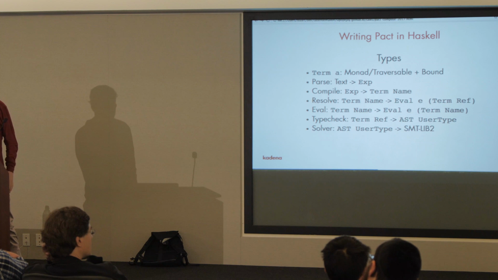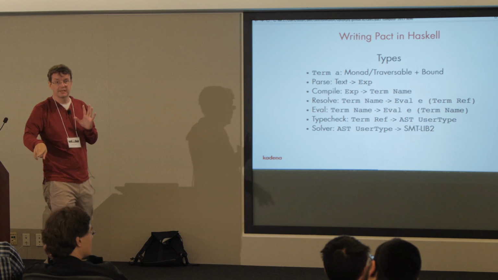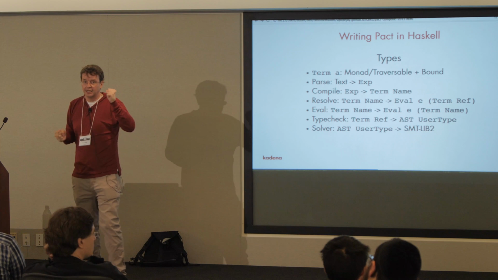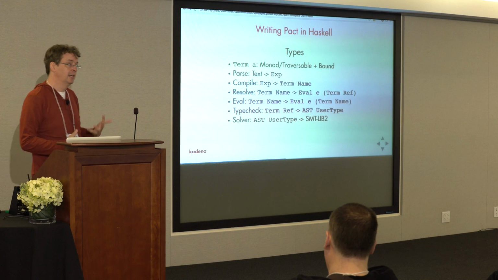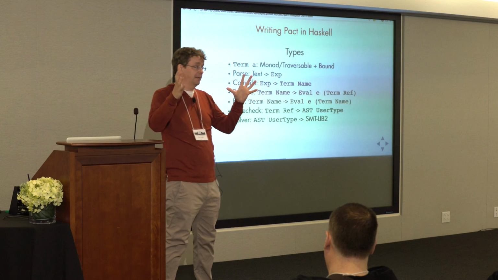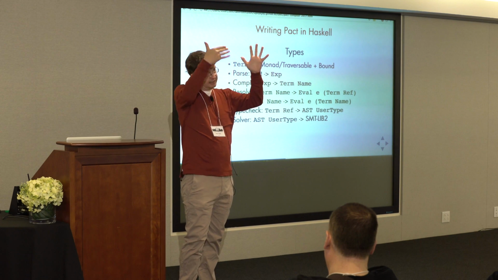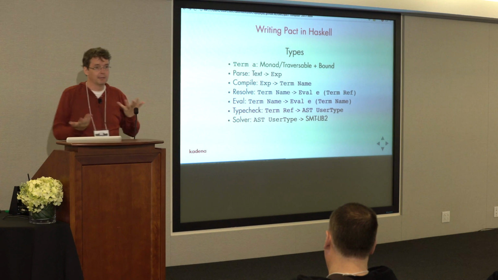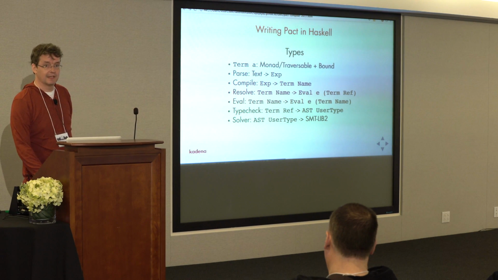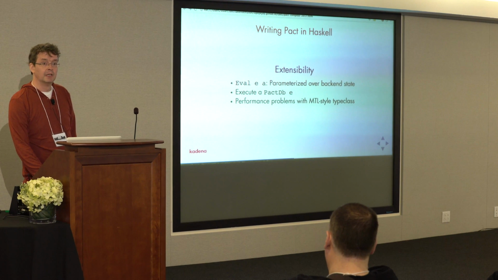So the type checker, again, is the one place we do an explicit lowering. We make this very hard-baked AST. And the solver takes that AST. The only types we really have are those schema types you saw, where we have columns, essentially. And that's what user type is, and that's what we pass into SMT-lib.